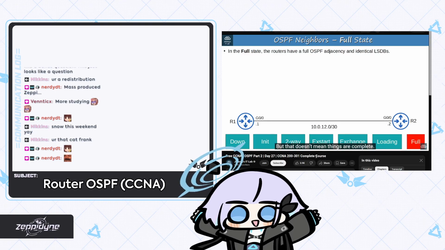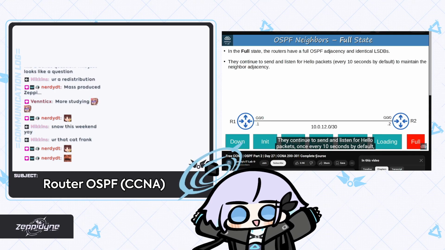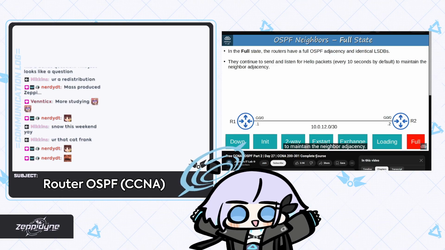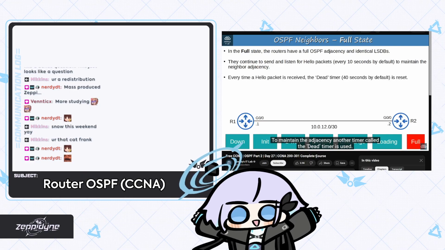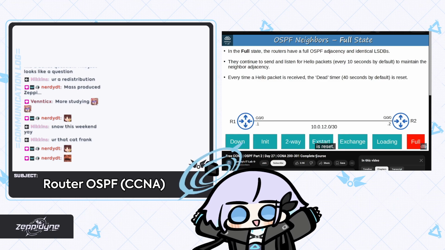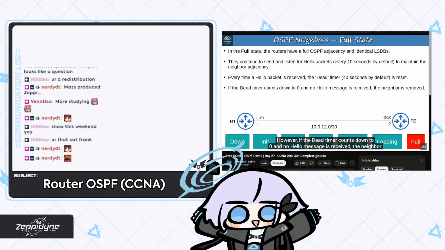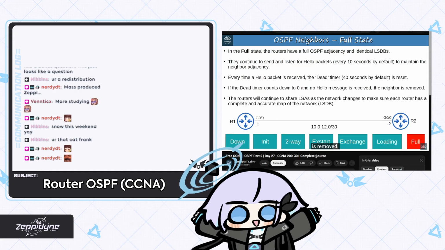But that doesn't mean things are complete. They continue to send and listen for hello packets, once every 10 seconds by default, to maintain the adjacency. To maintain the adjacency, another timer called the dead timer is used. Every time a hello packet is received, the dead timer, which is 40 seconds by default, is reset. However, if the dead timer counts down to 0 and no hello message is received, the neighbor is assumed dead and removed.